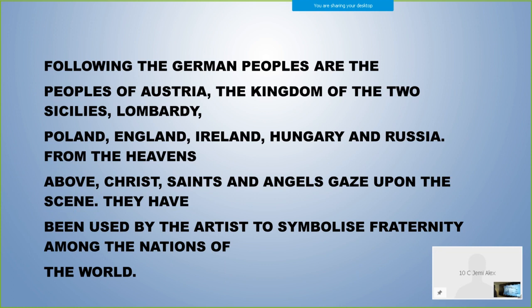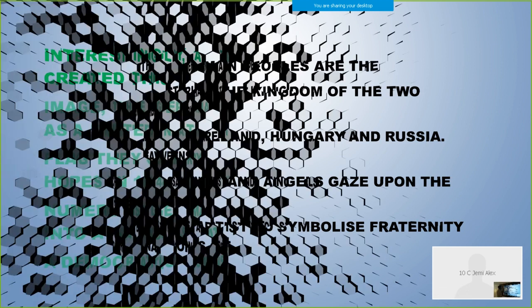And if you look at that picture, you are able to see saints and angels. In the heaven you are able to see the Christ and the angels. In order to symbolize fraternity, the artist uses this symbol, and the Christ is explained as a concept called brotherhood.